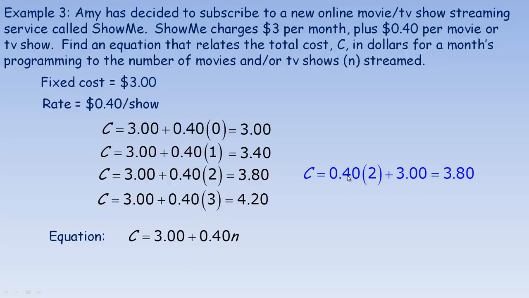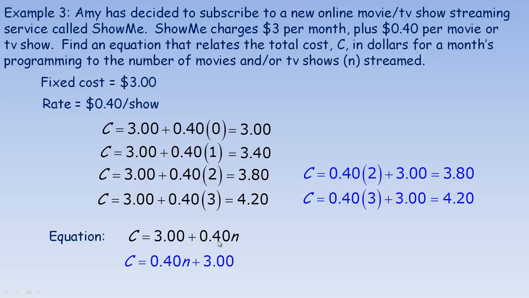See, this is still 80 cents. For adding to $3 is $3.80. And same thing for the next one. I could multiply the 3 by the 0.40 first. That's still $1.20. Added to $3 is $4.20. So it doesn't matter if you do the multiplying by the 0.40 first or put the $3 first. It really doesn't matter. So this equation could be written also with the 0.40 n term first plus the $3.